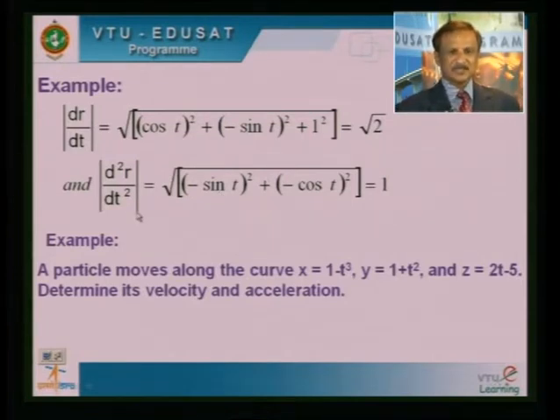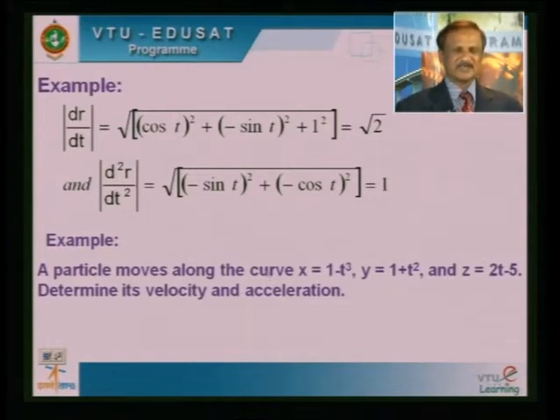Is it clear? Sometimes an example may be like this. A particle moves along the curve x is equal to 1 minus t cube, y is equal to 1 plus t square and z is equal to 2t minus 5. Determine its velocity and acceleration. Is it clear? So when we observe this example, we will come to know that this example is slightly different from previous examples.